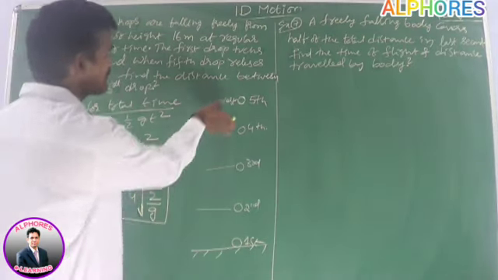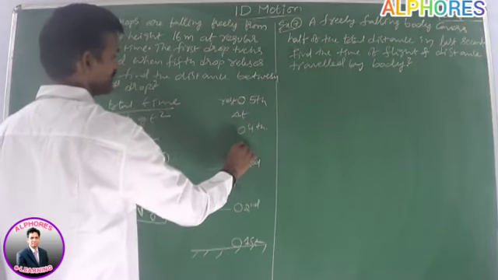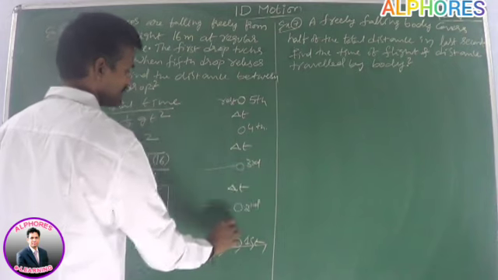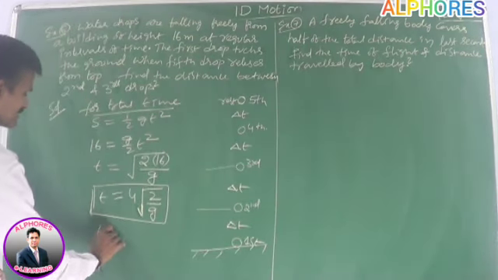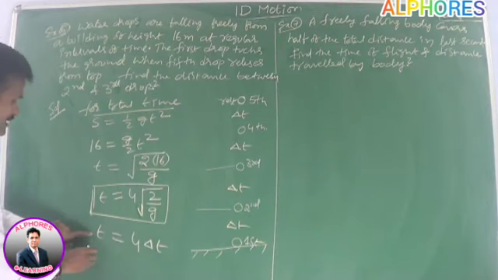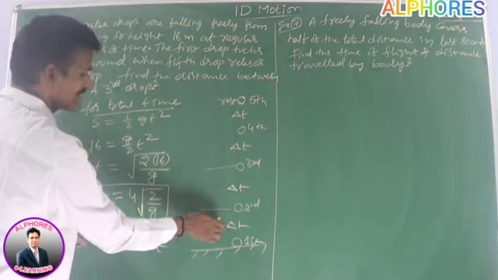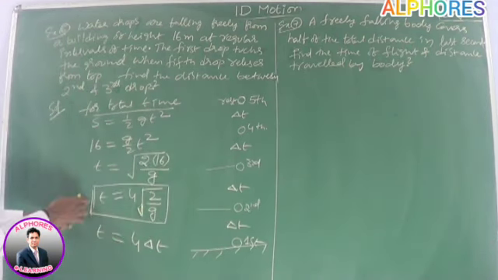The time interval between two successive drops, I am considering this as some delta, this as some delta, this as some delta, and this as some delta. So the total time is divided into 4 delta t's: delta t, delta t, delta t, delta t. 1, 2, 3, 4, 4 delta t's is the total time.